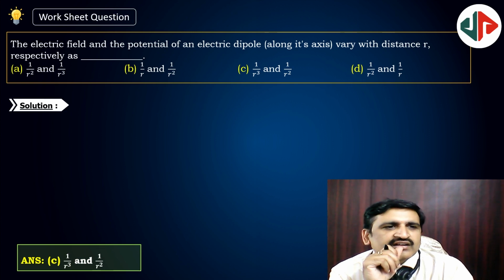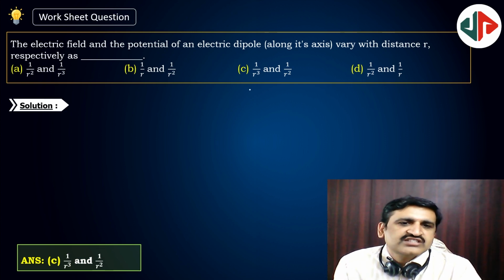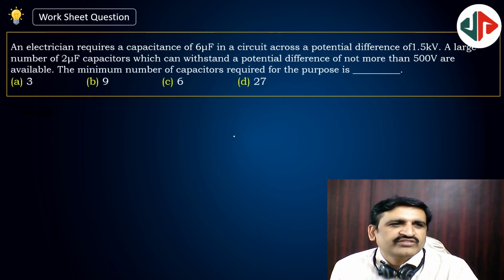Yeah, electric field and potential. First one is field, next one is potential. You need to know the formula, that's it.